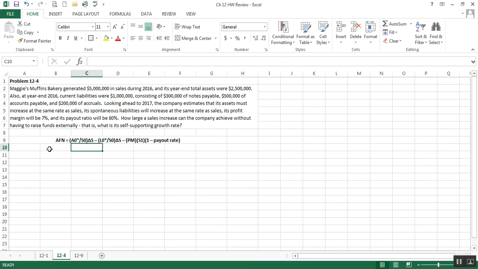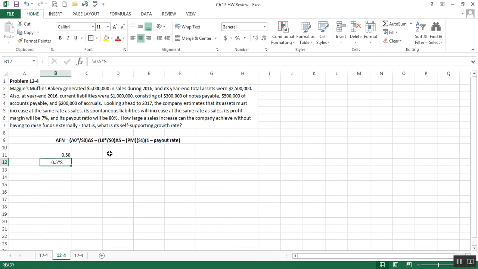We know that for our assets, we have 2.5 million in assets at the end of the year, divided by sales of 5 million as our ratio. That's going to be multiplied by our change in sales. So equals 0.5 times, I'll just put an S for change in sales. I'm just doing it this way so you guys can see what I'm doing here.